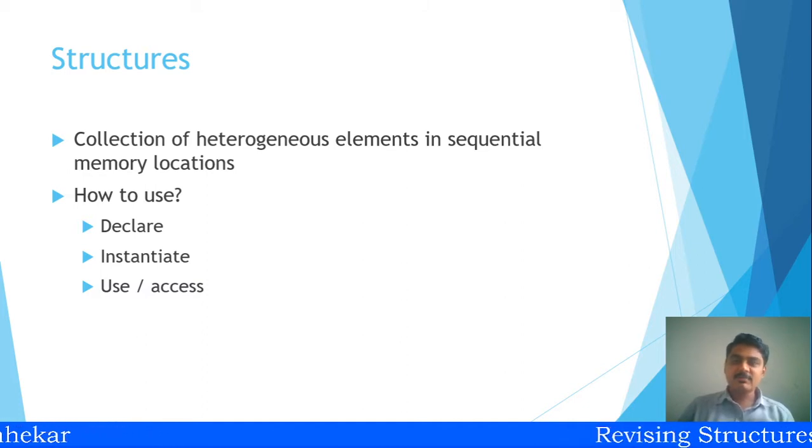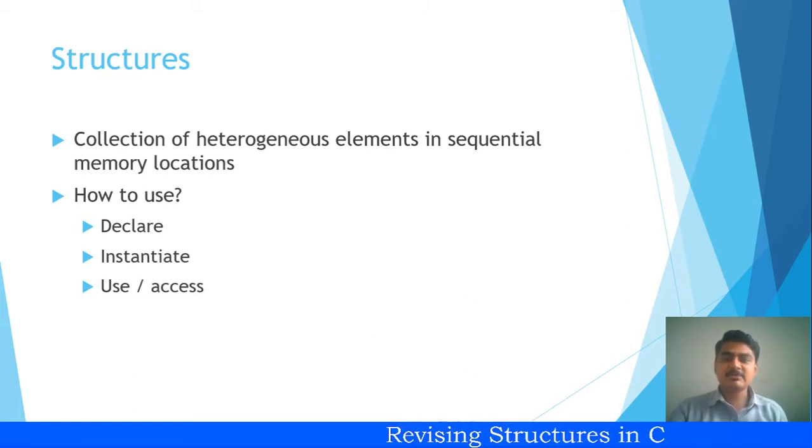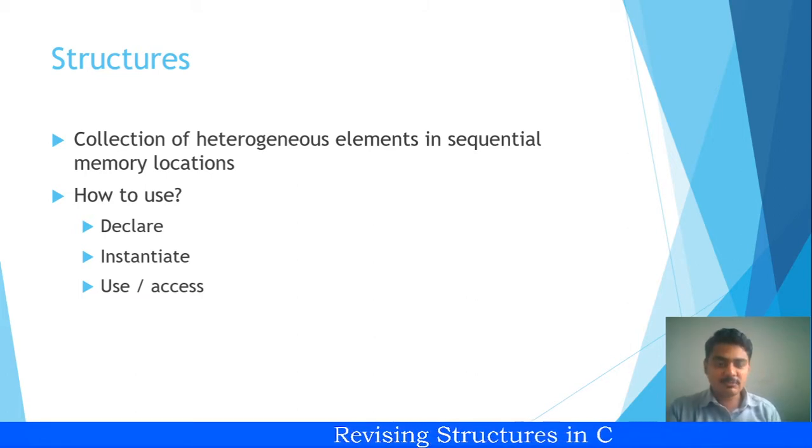Now as everybody knows, a structure is a collection of heterogeneous elements. How do you differentiate structures from arrays? We know that an array is also a collection. An array is a collection of homogeneous elements, that too in sequential memory locations.